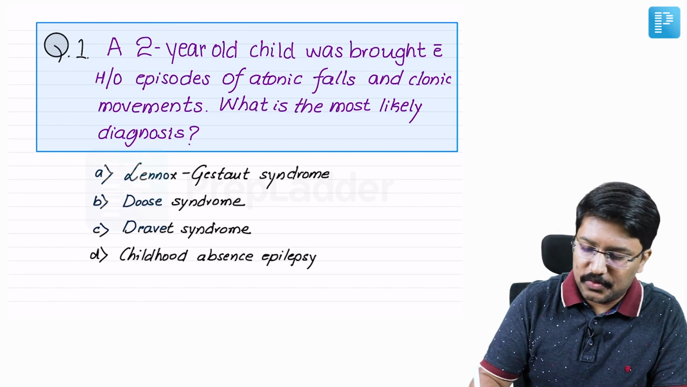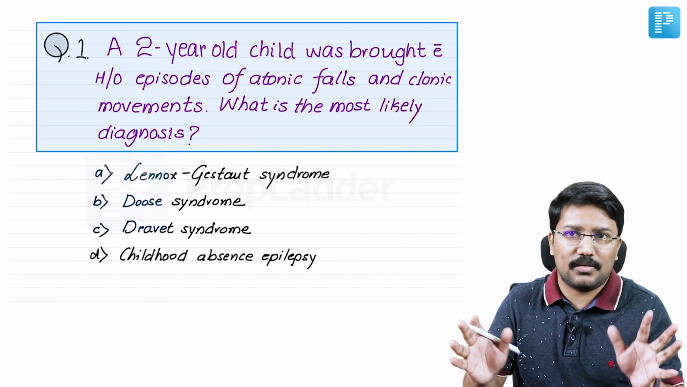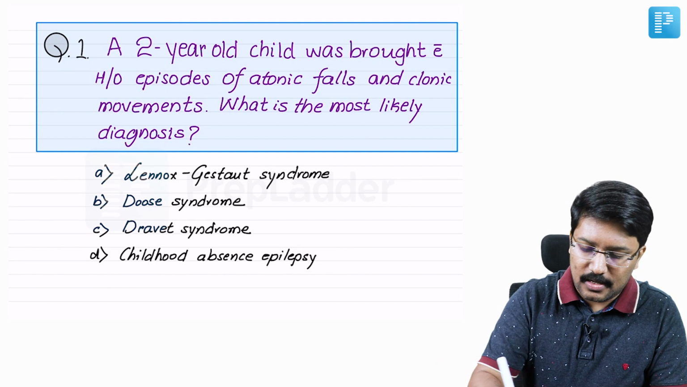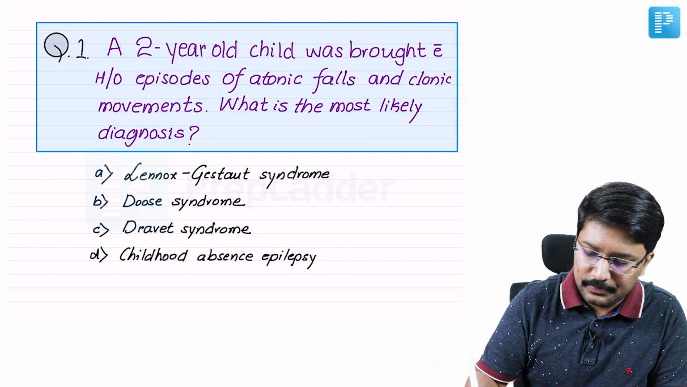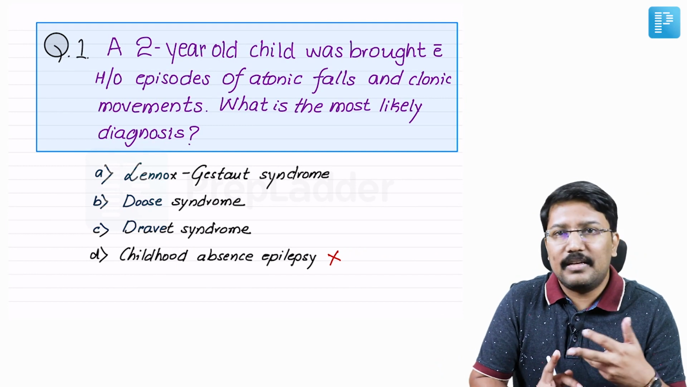Childhood absence epilepsy usually has onset at 3 to 8 years. Some books even mention 4 to 8 years. Not at the age of 2 years. So this is directly ruled out for me. This is not the right answer. Now we are left with 3 options: Lennox-Gastaut, Doose and Dravet.